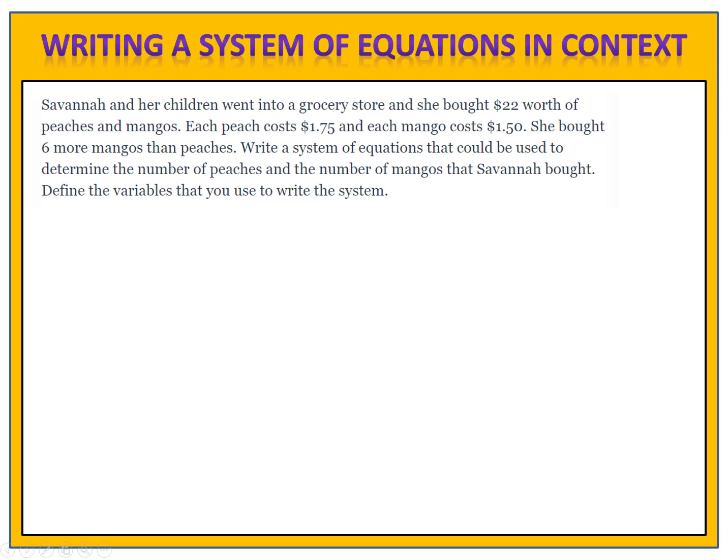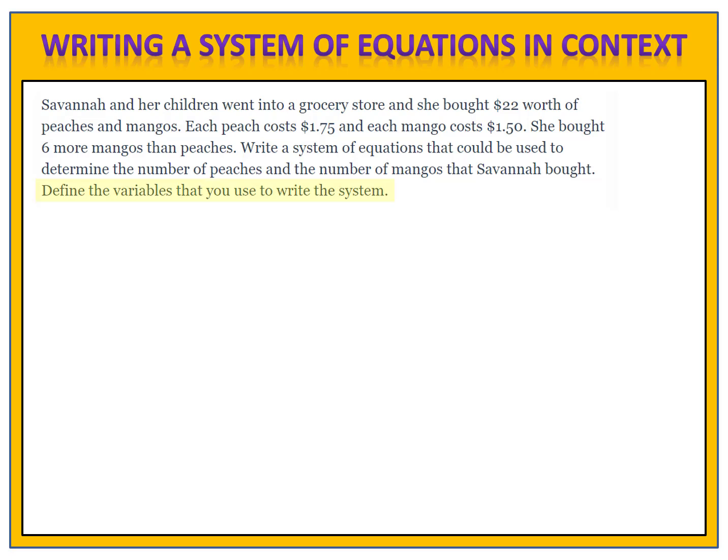In our second example, Savannah and her children went into a grocery store. She bought $22 worth of peaches and mangoes. Each peach costs $1.75, and each mango costs $1.50. She bought 6 more mangoes than peaches. Write a system of equations that could be used to determine the number of peaches and the number of mangoes that Savannah bought. Define the variables that you use to write the system.